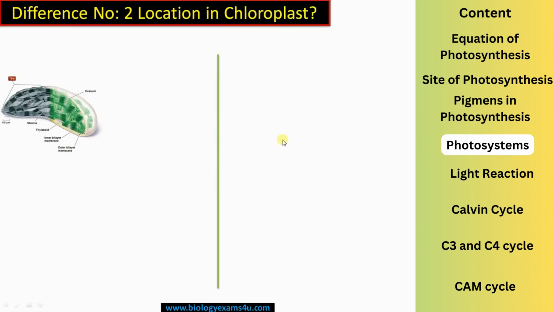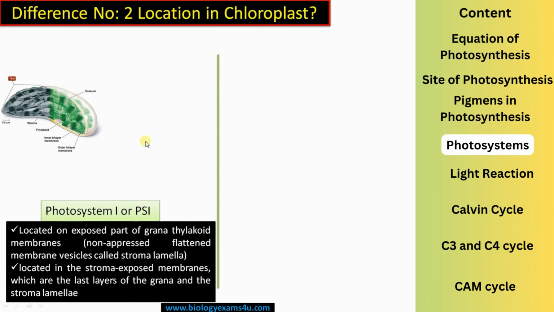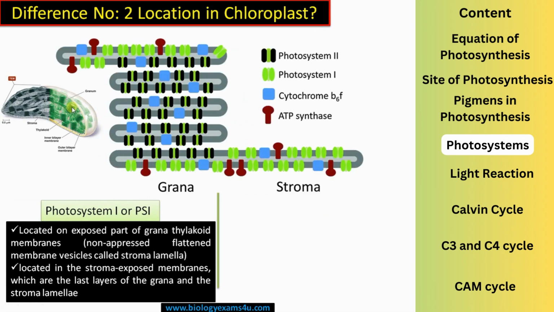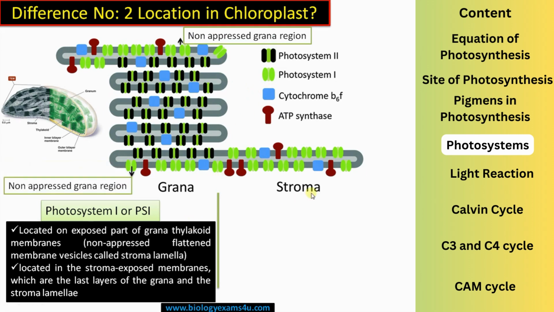The second difference is regarding the location inside the chloroplast. There are two regions called the appressed and non-appressed regions in the chloroplast. So let's zoom in on this region, and this is the granum, and individual units are called thylakoid membranes. Photosystem 1, in green color, is located on the non-appressed granal region, the region that is exposed to stroma, or it can be called the outer layers of grana. It is also located on the stroma lamellae that connect the adjacent grana.